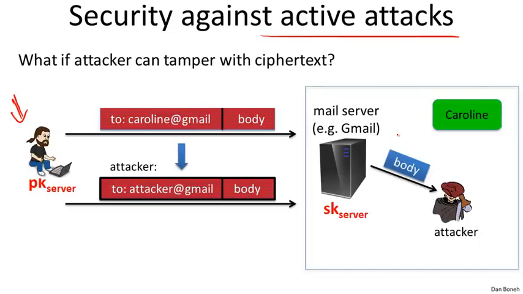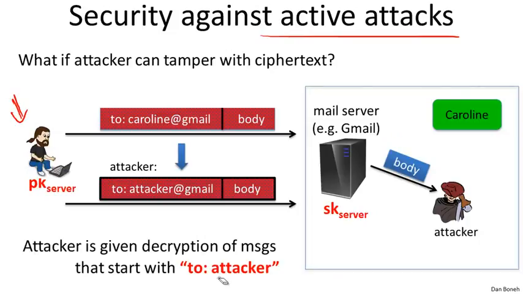So this is the classic example of an active attack, and you notice what the attacker could do here is decrypt any ciphertext where the intended recipient is attacker. So any ciphertext where the plaintext begins with the word attacker. So our goal is to design public key systems that are secure even if the attacker can tamper with ciphertext and possibly decrypt certain ciphertexts.